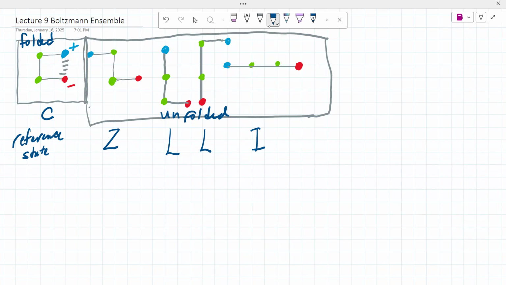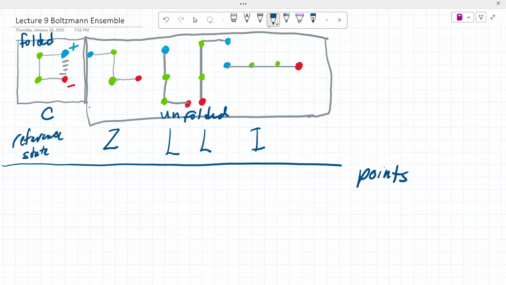So we're going to say that, all right, we're going to make up a points system for this. And we're going to then talk about how many points we've lost relative to the reference state. So there are no interactions. So here we're going to make a little table underneath. Okay, so this is going to be points. Okay, so this one gets 0 points because there are no interactions.